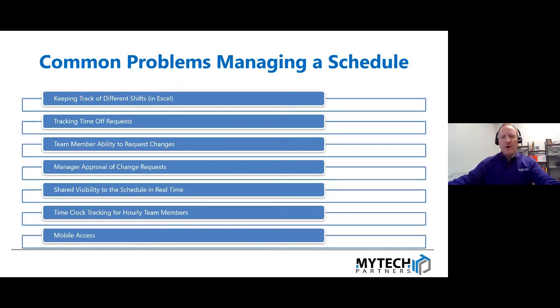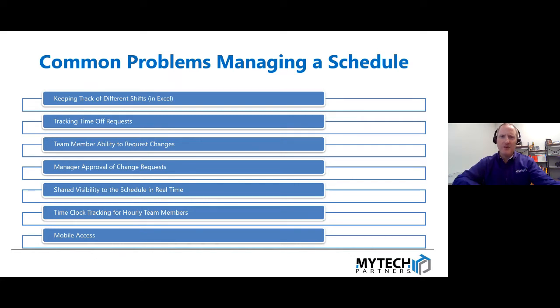Team member ability to request changes. What I mean by that is, what's the process? Do you get an email from someone, hey, I can't make this shift? Well, how can you enable the team member to fill their own shift, to submit a request to other team members to fill their shift? And then possibly having manager approval of that, because maybe you have certain shifts that require different skill sets, and the person with whom a team member is trying to swap that shift doesn't have the skill set to do it, so you can't approve that. You can't allow that to happen.